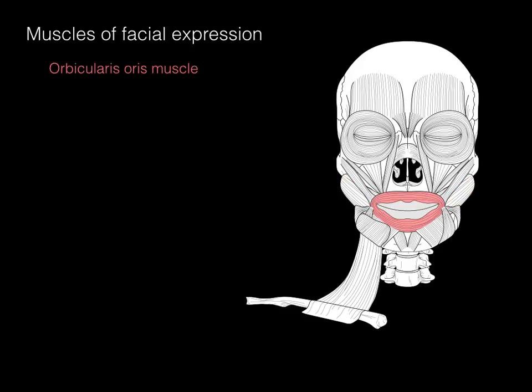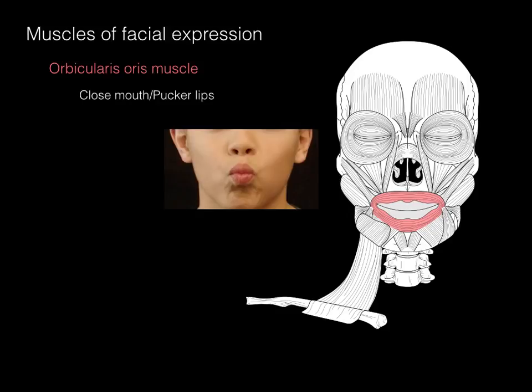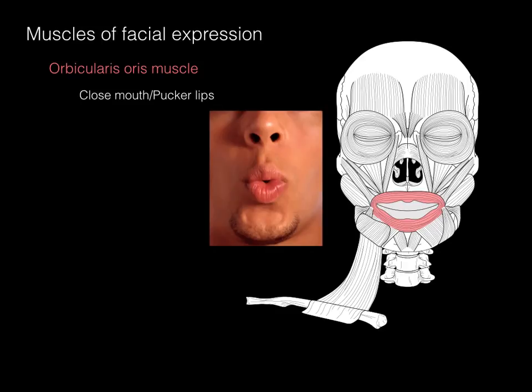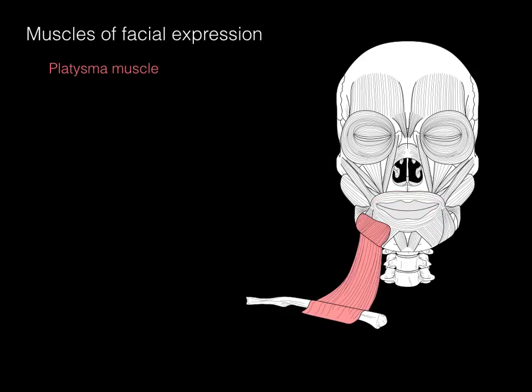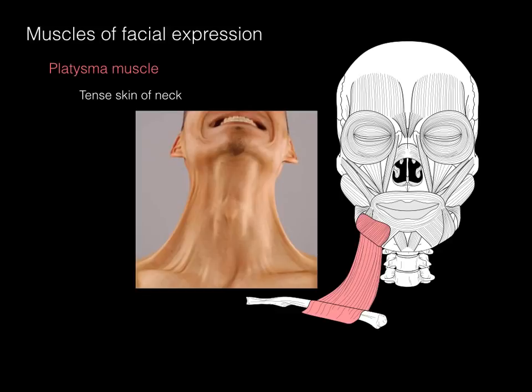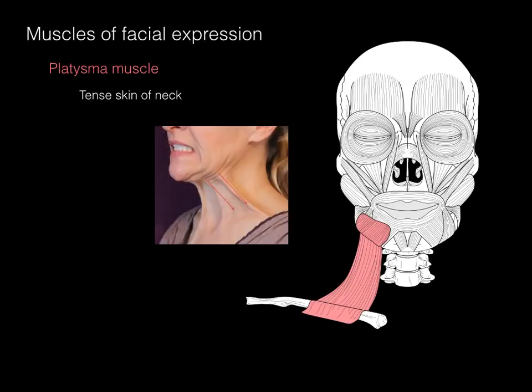Next is our orbicularis oris muscle. This is a circular muscle that surrounds the mouth, and its function is to close the mouth or to pucker the lips, as in going in for a kiss or whistling or chewing to keep food in your mouth so it doesn't fall out. The platysma muscle. This muscle is going to help tense the skin of the neck. And so tensing the skin of the neck is in shaving, and this muscle is a very flat muscle we see here, deep to the skin that we see surrounding the neck.